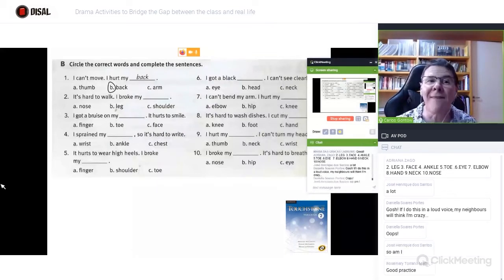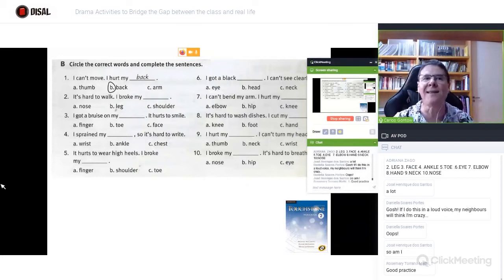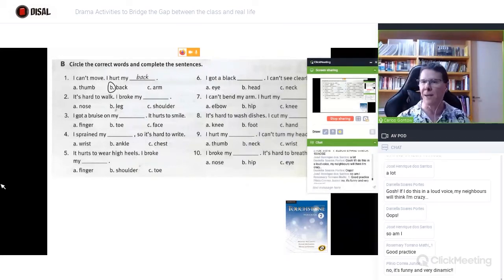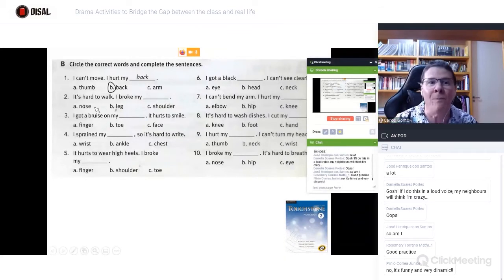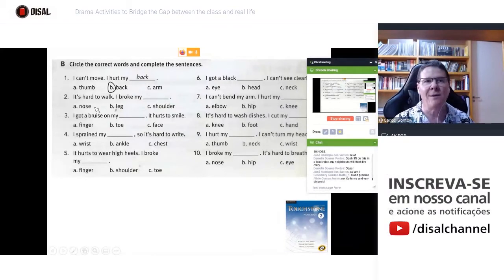But this is real life, because why would somebody say a sentence like this? I can't move, I hurt my back. Just because it's in the English book. In real life, when we say this, we mean what we're trying to say.